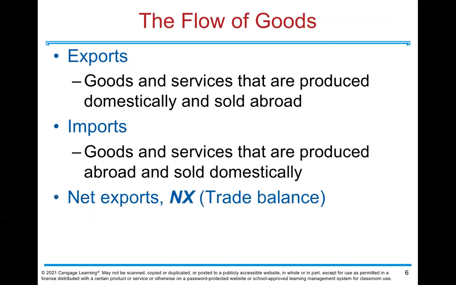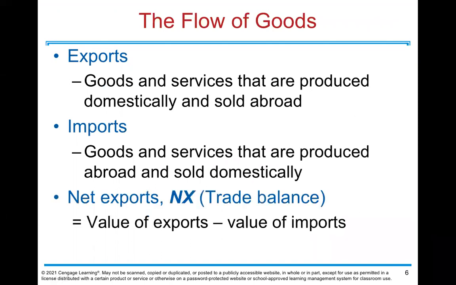So we know exports are the stuff that we produce domestically and sell abroad. Imports are stuff that we buy from abroad. And net exports is the difference between exports and imports. So NX equals E minus I.